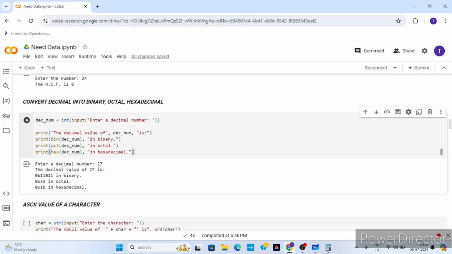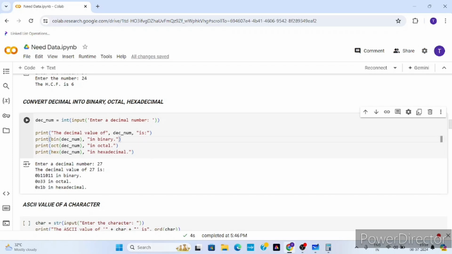Binary means it will be in the format of 0, 1. That's it. And octal value means 0 to 7. So there will be 8 values, that is meant by octal value. Hexadecimal means it will be considered as a base 16 value.